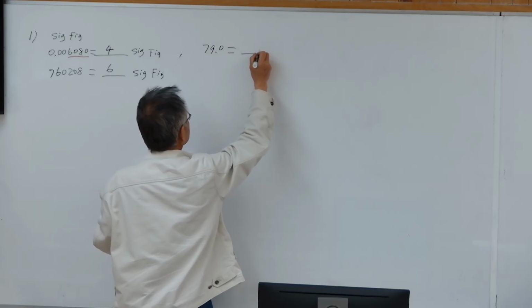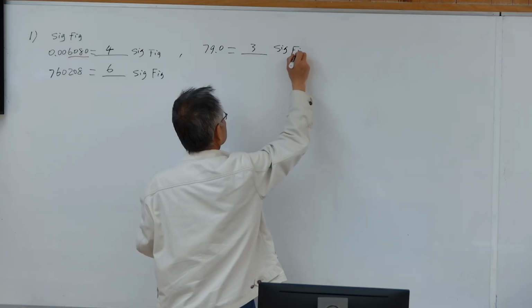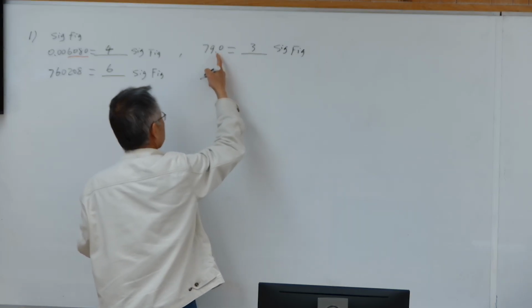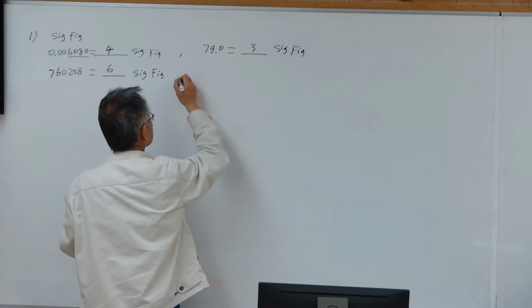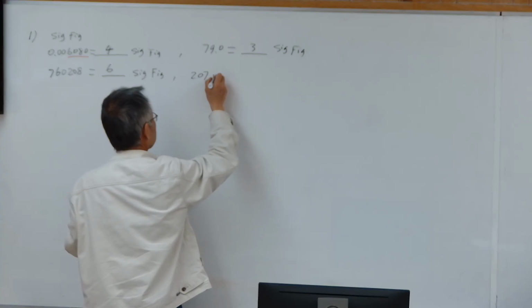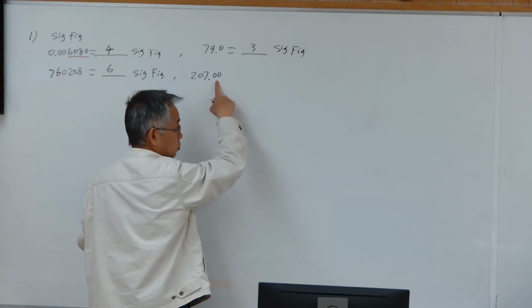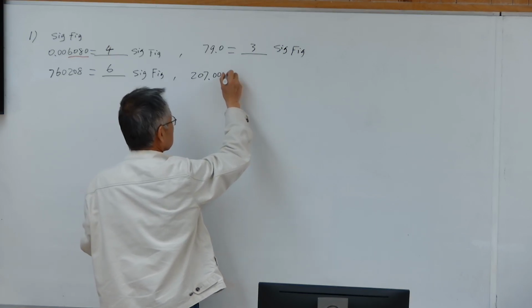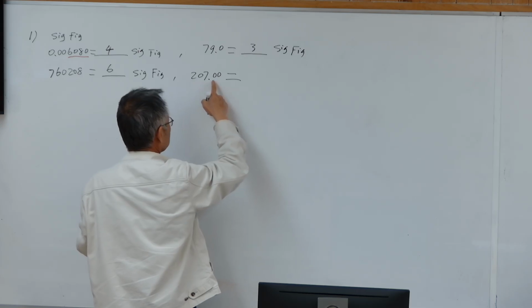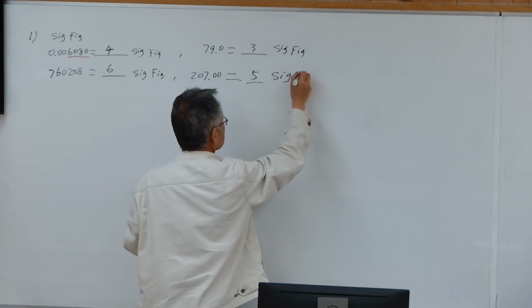79.0. This is clearly 3 significant figures. This zero at the end is a significant figure. Then 207.00. Zeros after the decimal point at the end also count as significant figures. So 1, 2, 3, 4, 5. This is 5 significant figures.